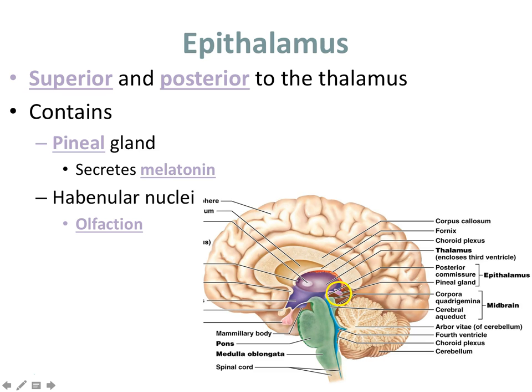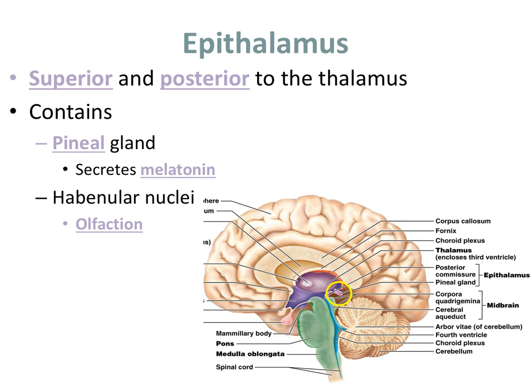Our last part of the diencephalon is the epithalamus. It is superior and posterior to the thalamus, and it's much bigger in the sheep brain, so you can look forward to seeing it clearly there. It's very small on our models. The epithalamus contains the pineal gland. The pineal gland is important because it secretes melatonin.